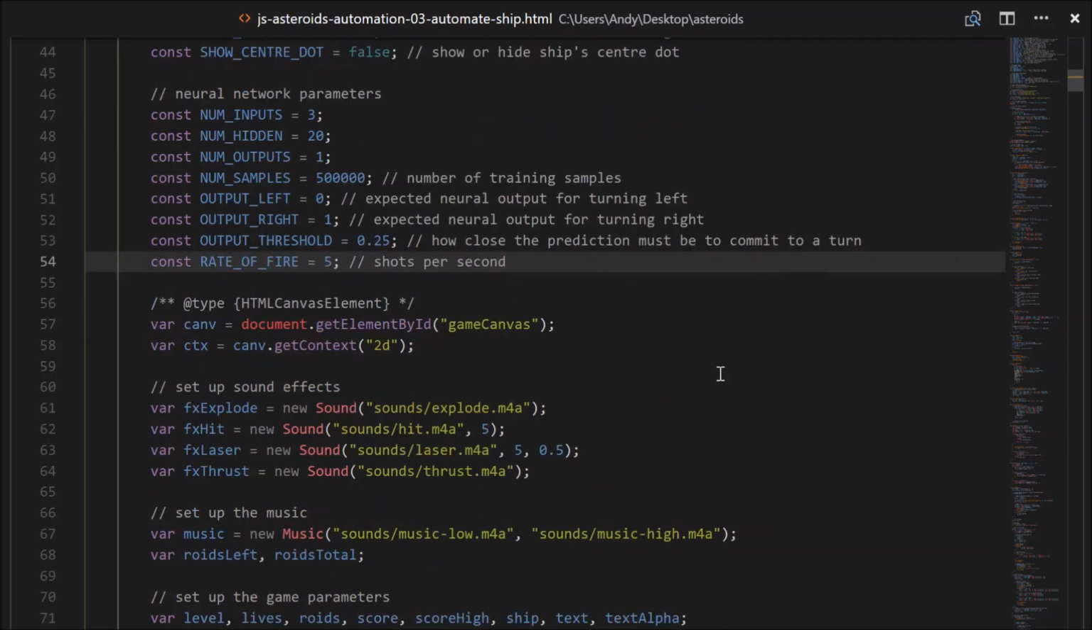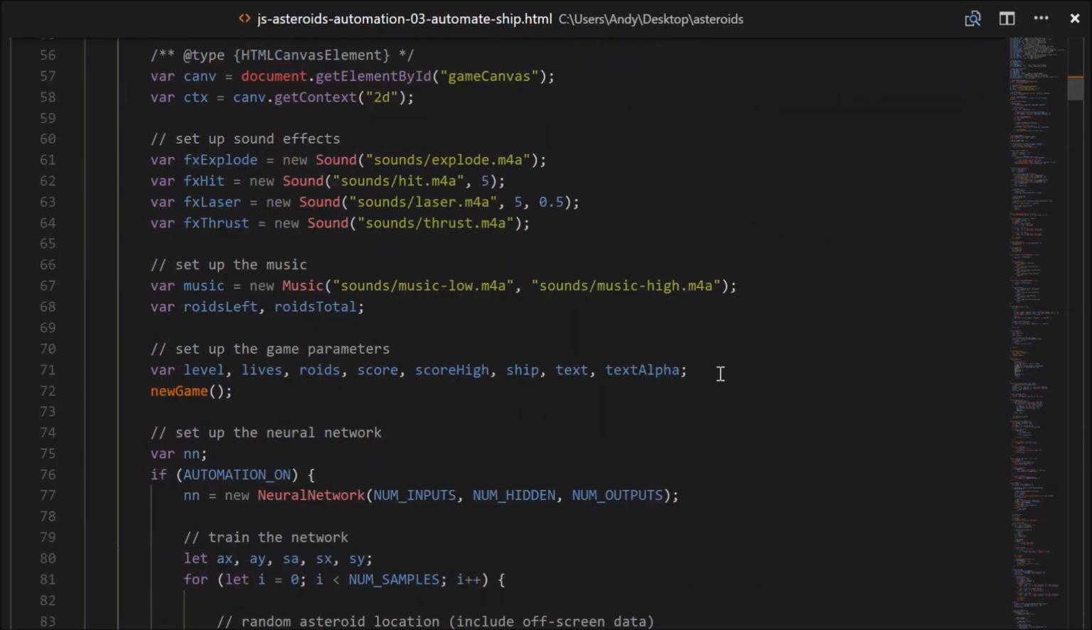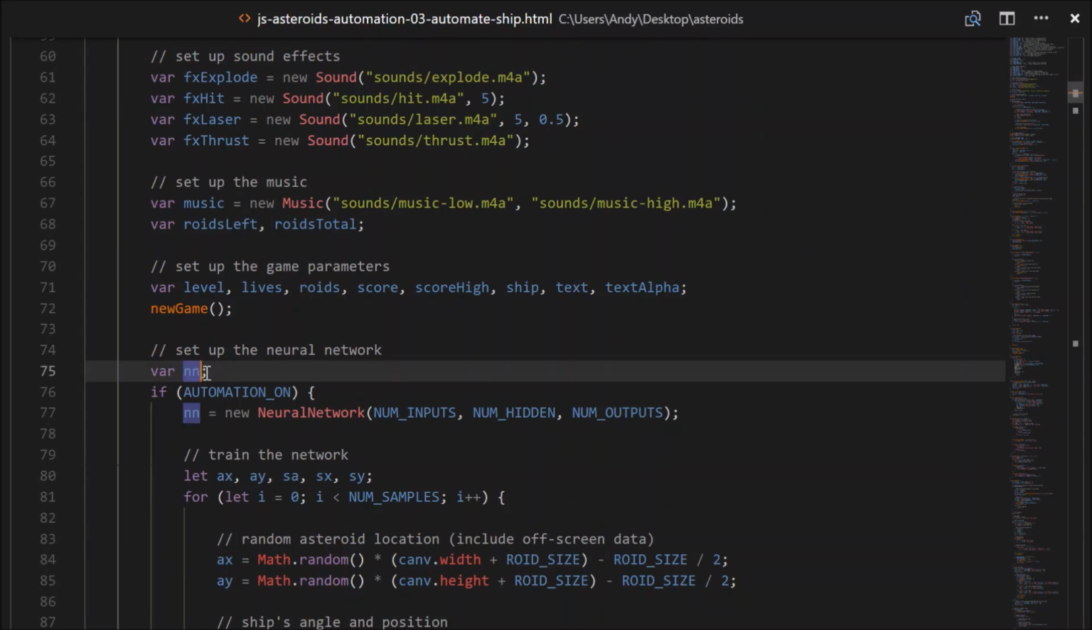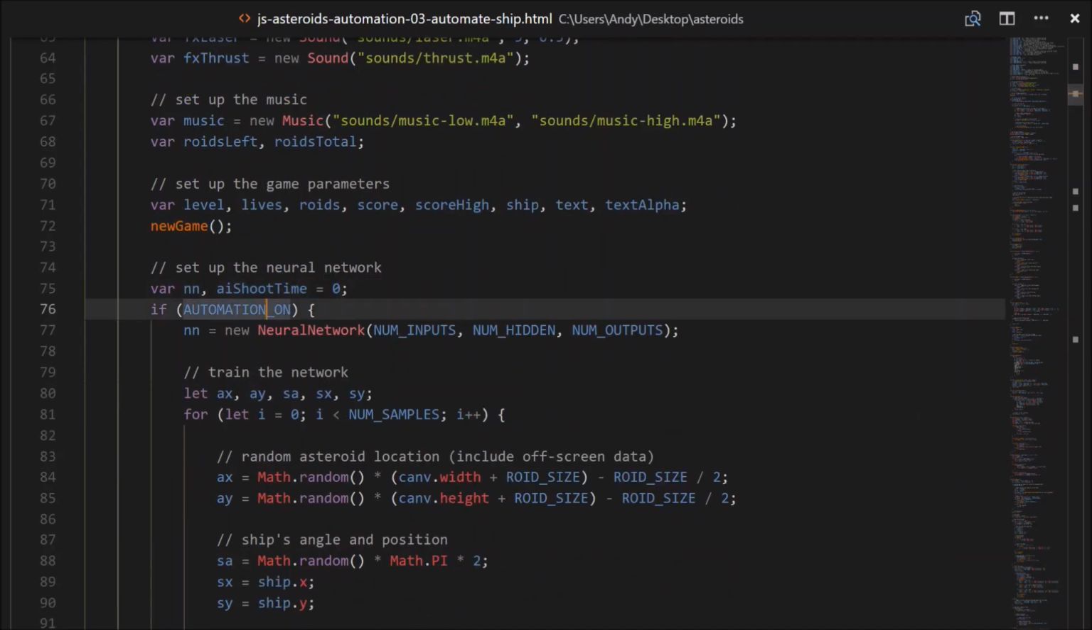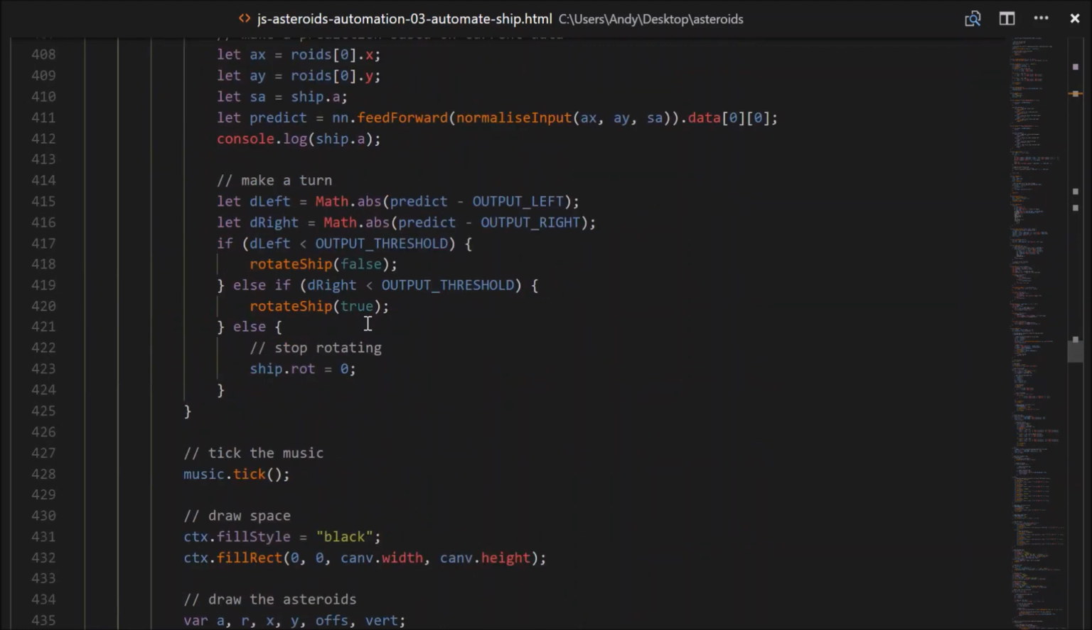We'll also need to keep track of how many frames we count down to the next shot. So where we set up our neural network here, let's put in something called, say, AI shoot time. And we'll set that to 0 to begin with. Where will we update that? Well, we'll update that in our auto, where we do our prediction.